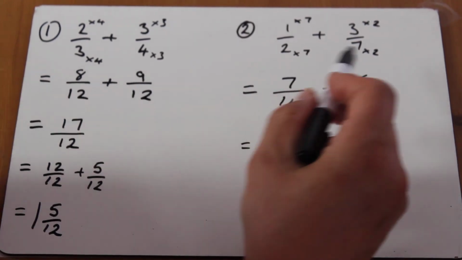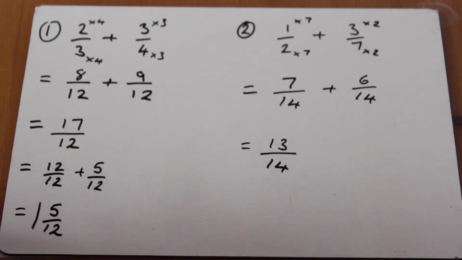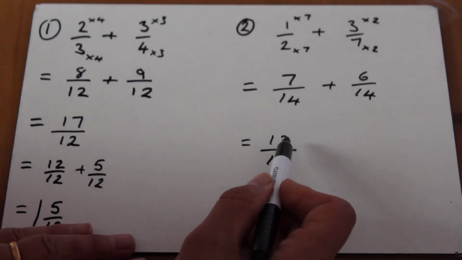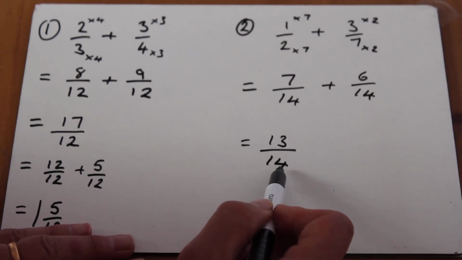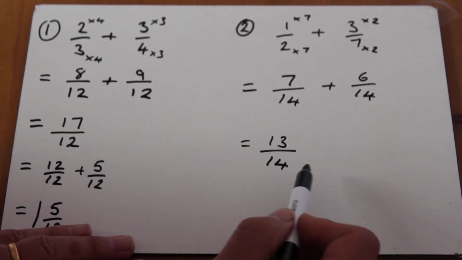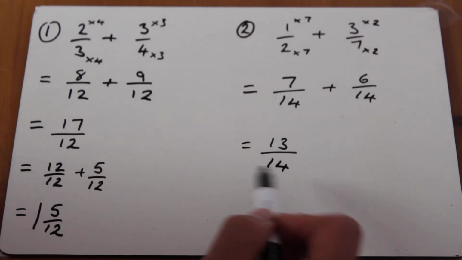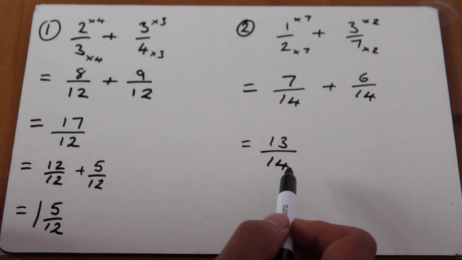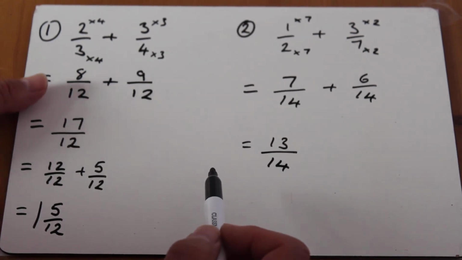Remember, you add the numerators but not the denominators. And because this numerator is smaller than the denominator, I don't do anything else. I just leave it like that. Okay? So, on to the next one.